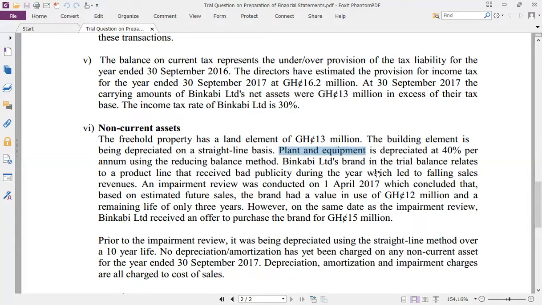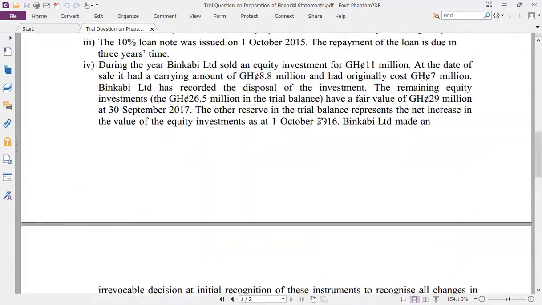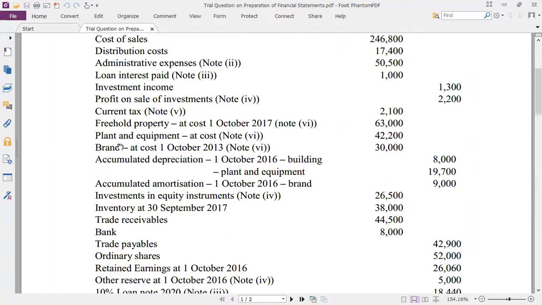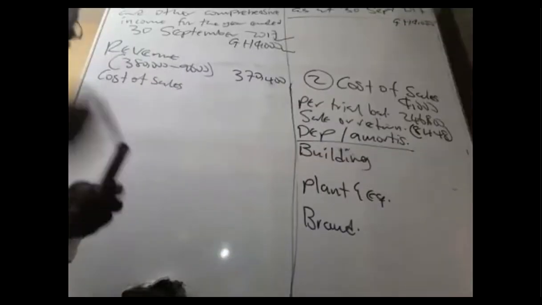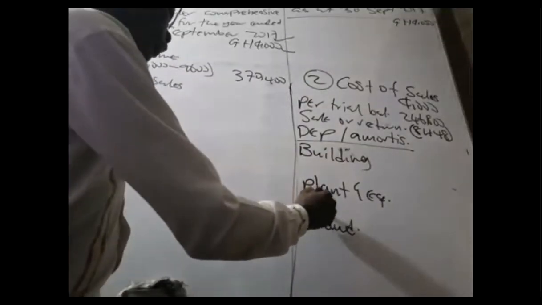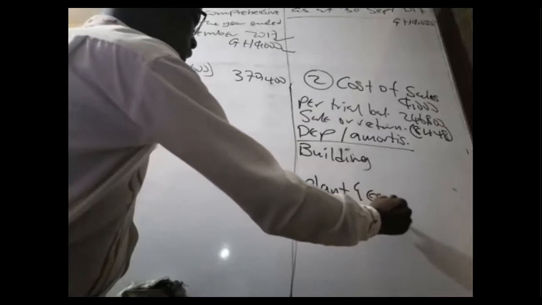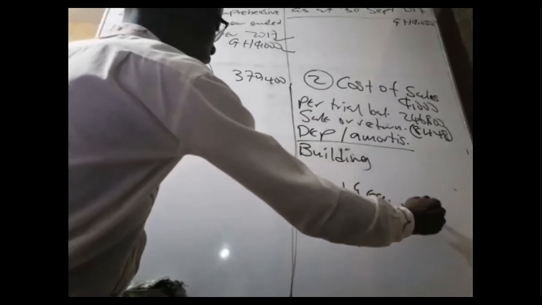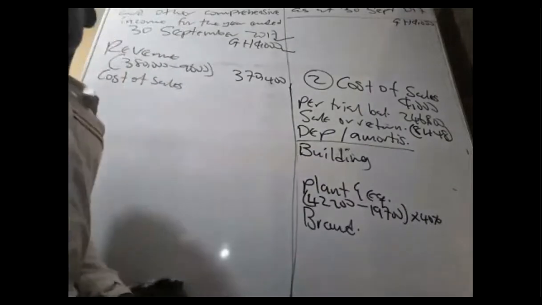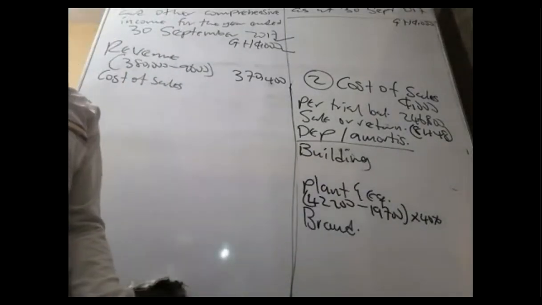Reducing balance, so the depreciation is on the carrying amount. Go to the trial balance, the cost: what's the cost here? 42,200. Check the accumulated depreciation on plant: 19,700. 42,200 minus 19,700, before you charge the 40% on it. So let's do it: 42,200 minus 19,700, what is the answer? Times 40%. That is the first item that I'll do because it's free.